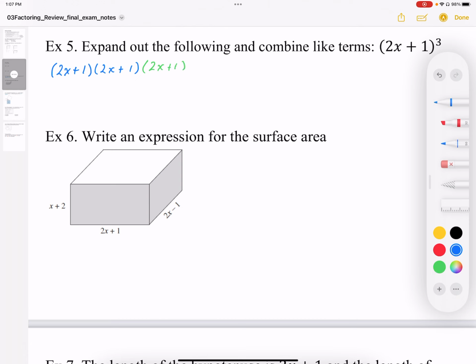So I'm going to do distribution for the first two terms. So we get 4x squared plus 2x plus 2x plus 1. We're going to combine those like terms, and we're going to make sure we don't forget about that extra 2x plus 1. So this works out to be 4x squared plus 4x plus 1.